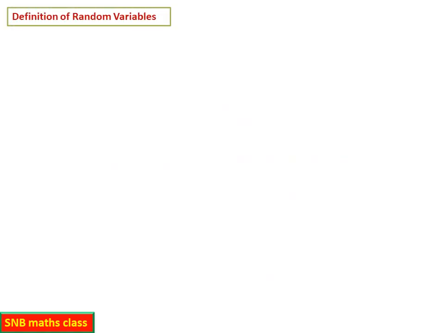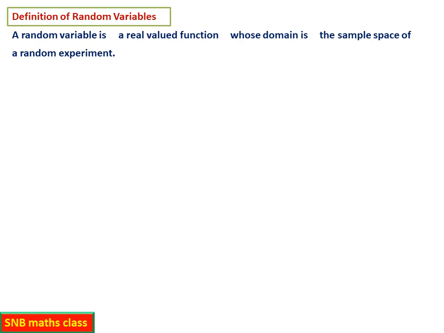Now let us define the random variable. The definition is this: a random variable is a real valued function whose domain is the sample space of a random experiment. So this is the actual definition. Now let me explain this with the help of an example, because the definition is not very clear here. But you already know the concept of function. That is the first chapter we have studied, function, in the second year also, in the first year also.